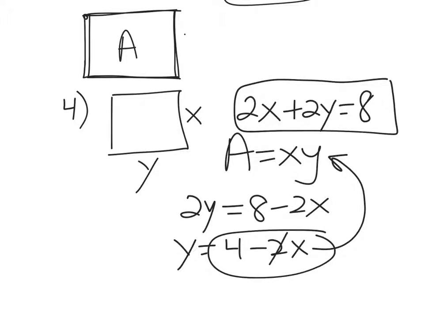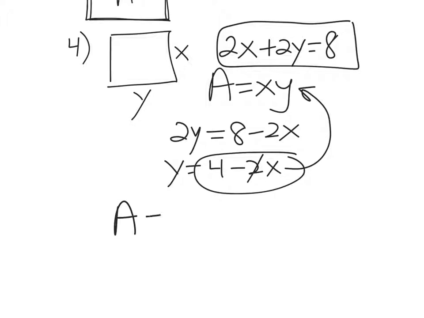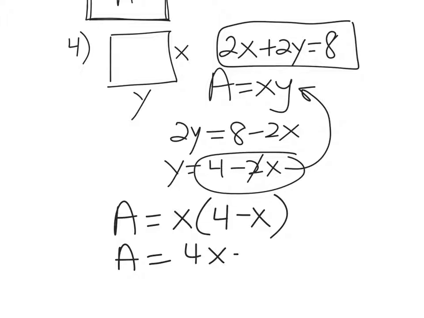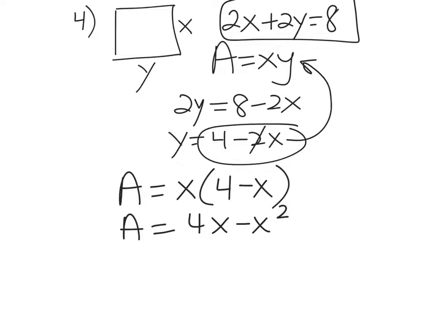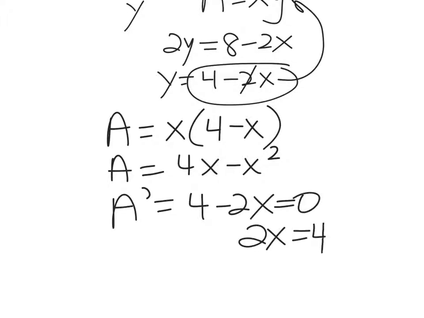Y equals 4 minus x. So we get area equals x times 4 minus x. I would probably, instead of doing product rule, distribute. So you get 4x minus x squared. Take the derivative. You get 4 minus 2x. Set it equal to 0. X equals 2.